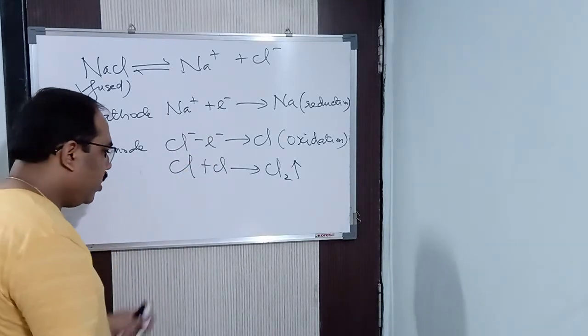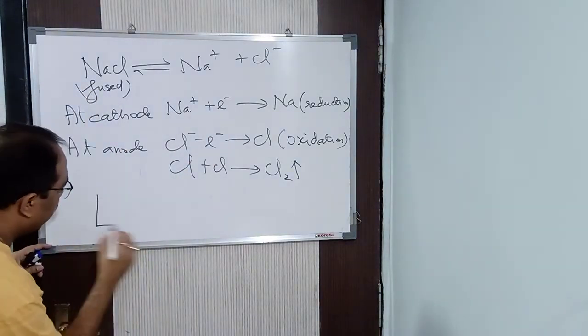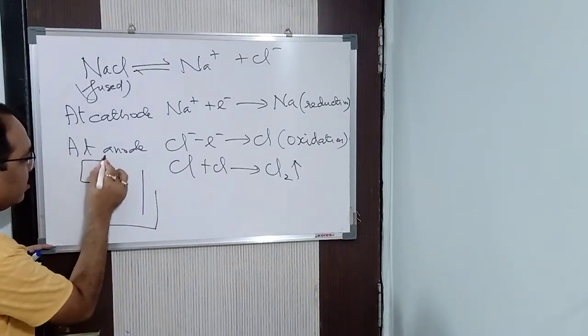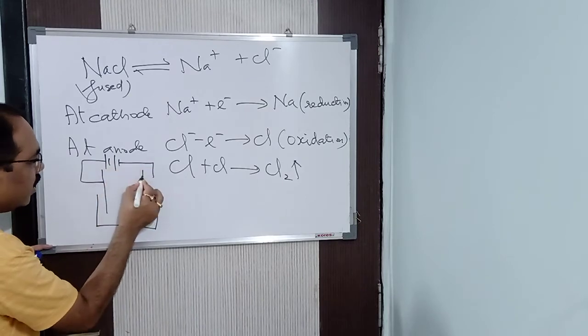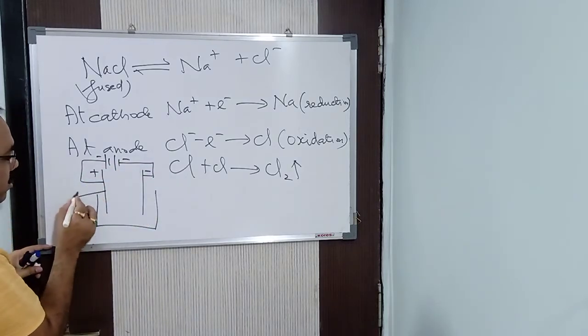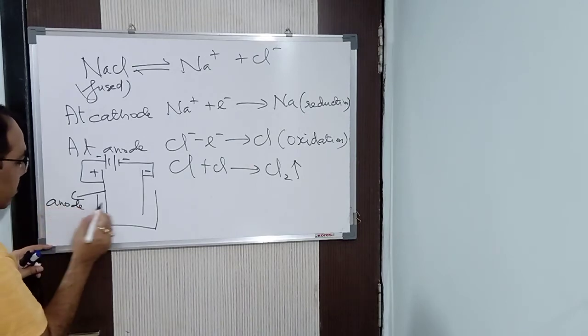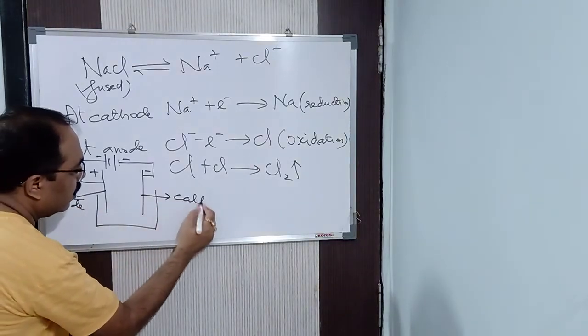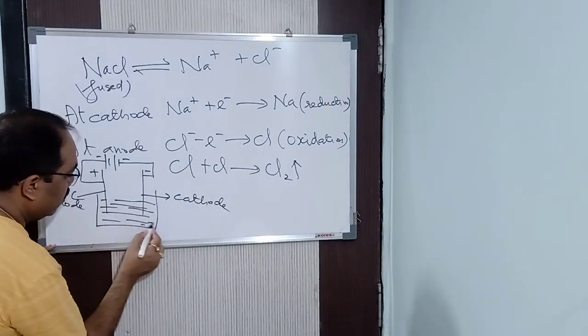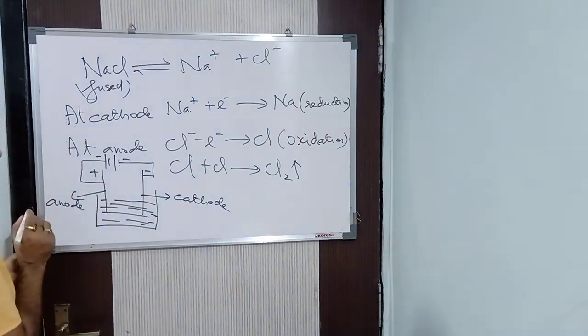Suppose this is an electrolytic vessel, a small one I am making. This is connected to a battery. You see it here, it is connected to a battery. This is negative, this is positive. Now this is your anode, the positive terminal, and the negative terminal is your cathode. Got it? Now see here, this is an electrolyte. So what happens here?